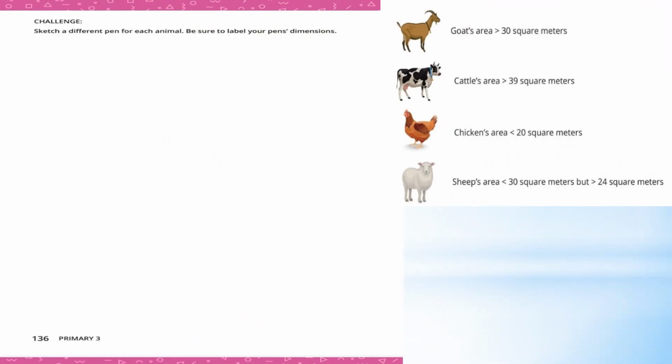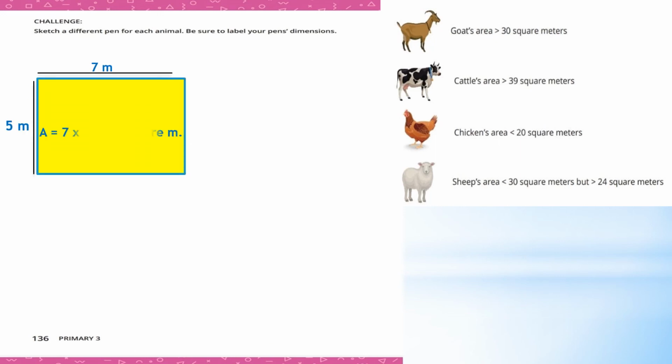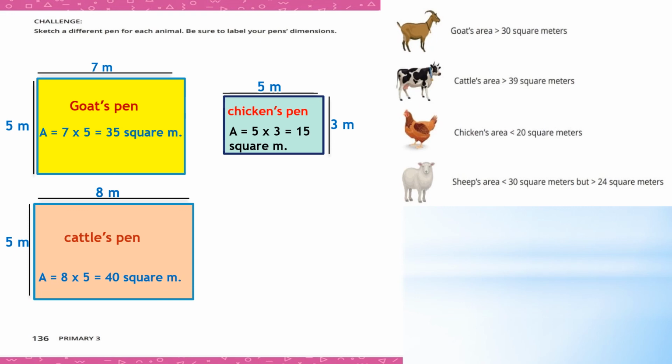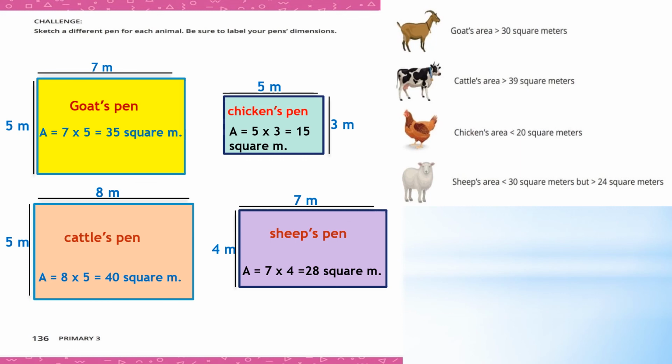Now let's move to the challenge. Here he wants me to sketch a different pen for each animal. The first pen 7 times 5, which is goat's pen. 5 times 3, which is for chicken. The third is 8 times 5 equals 40, which is for cattle's pen. And here 7 times 4 equals 28, which is suitable for sheep pen.